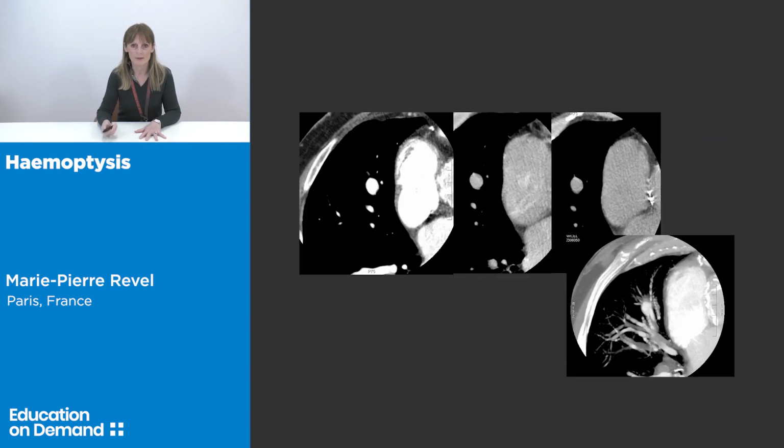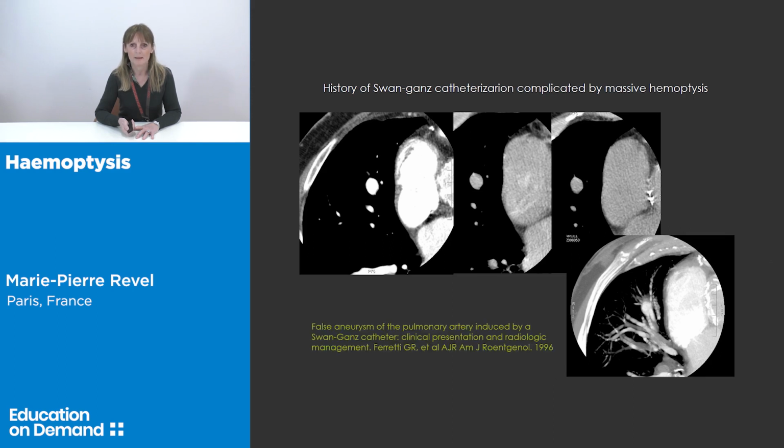So we performed a contrast-enhanced study, and on the CT performed 30 seconds after contrast administration, we can find out that this is a vascular structure, and it was a false aneurysm from the pulmonary arteries, and the reason was that the patient had a history of Swan-Ganz catheterization, and we know that it can be complicated by haemoptysis when there is an injury by the catheter of the pulmonary arteries. So beware.